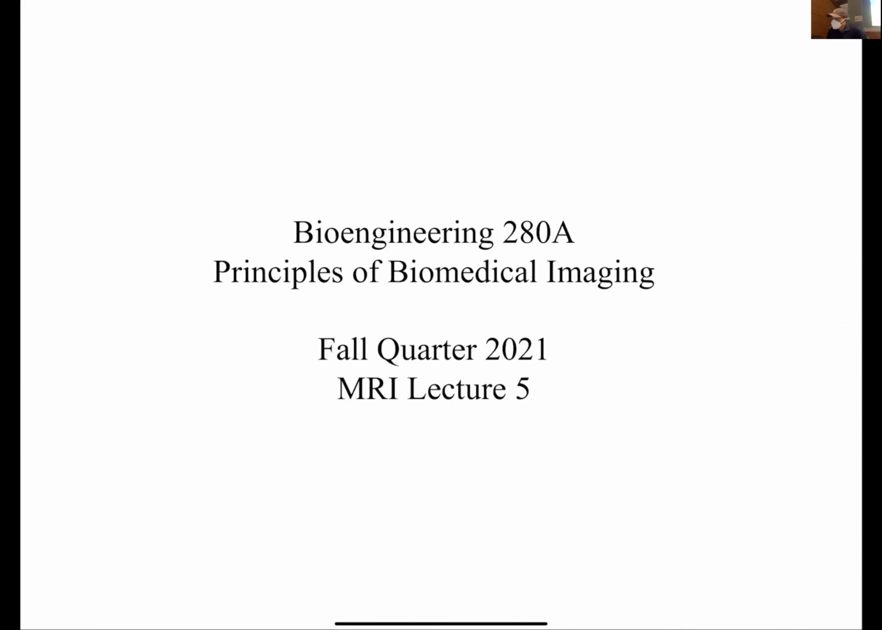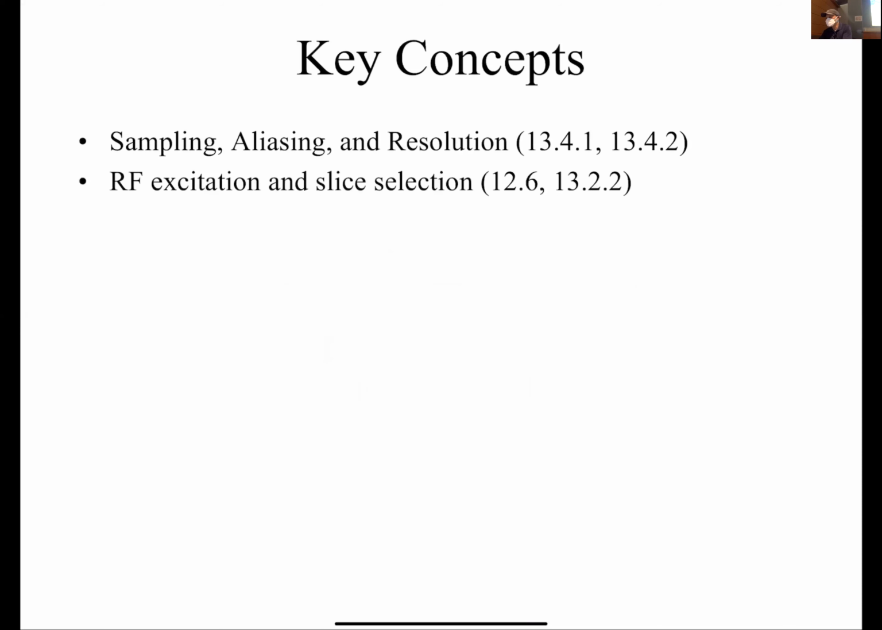So today we are going to continue our discussion of sampling, aliasing, and resolution, and hopefully wrap that up, and then start a discussion of RF excitation and slice selection. Those will be the core material we need to get through, so you have a full understanding of generally how MR works. After that, we'll start revisiting relaxation and contrast, and talking about how you can create different types of images with MR.